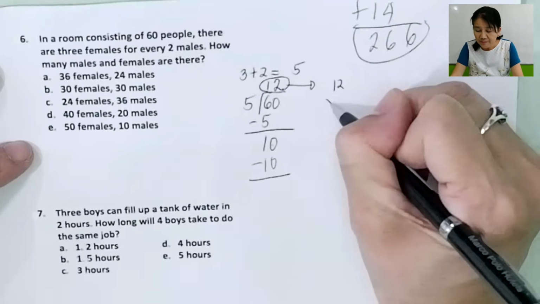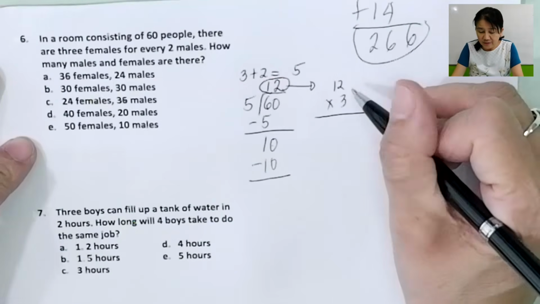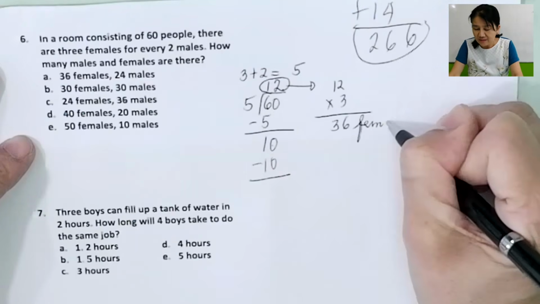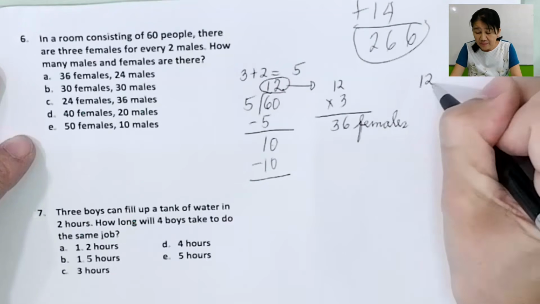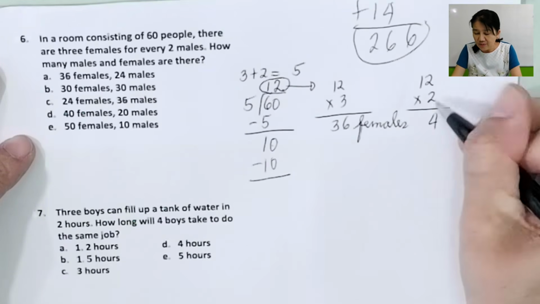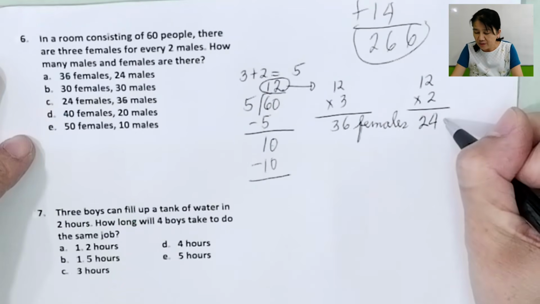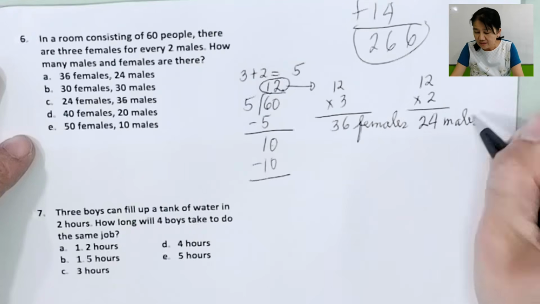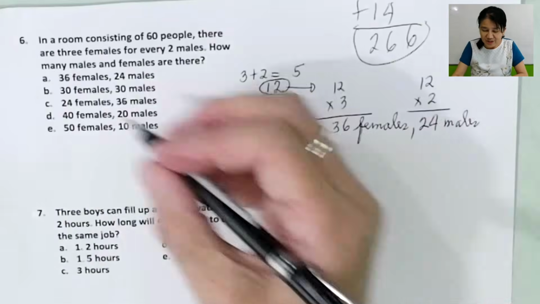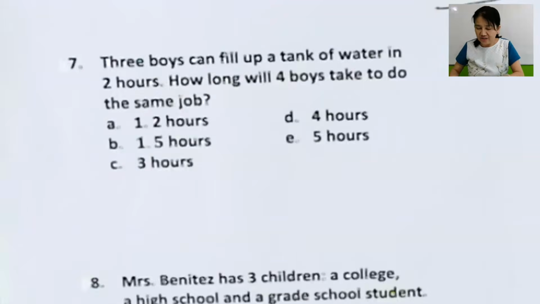So 12 times 3, because there are 3 females for every 2 males. 12 times 3 is 36 females. And 12 per part times 2 males, that will give you 24. So you have a total of 24 males. So the answer is 36 females and 24 males, which is problem number 6, letter A, final answer.